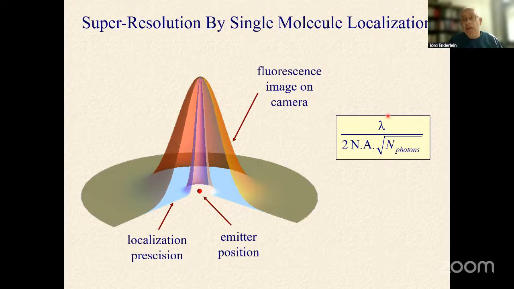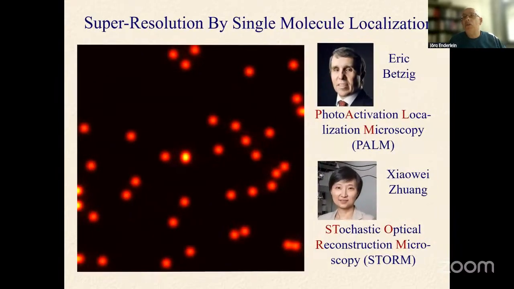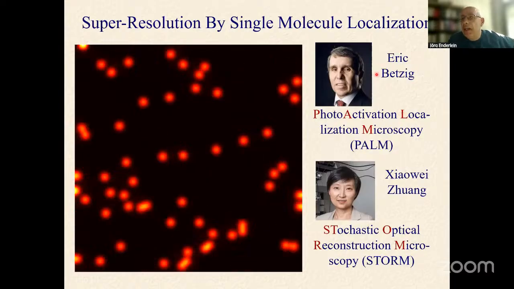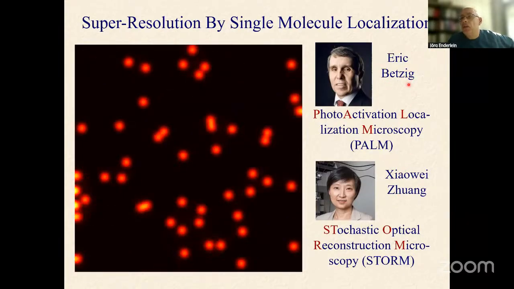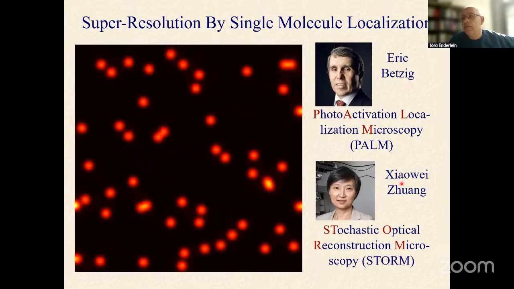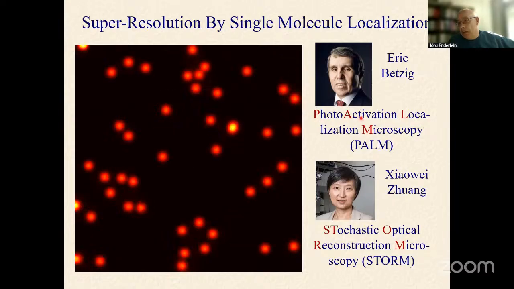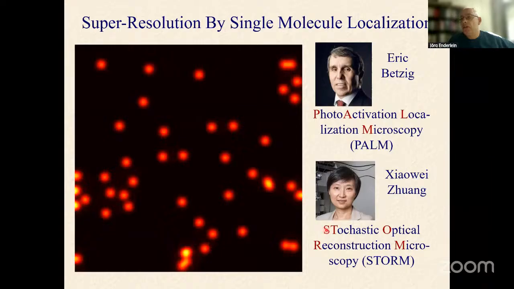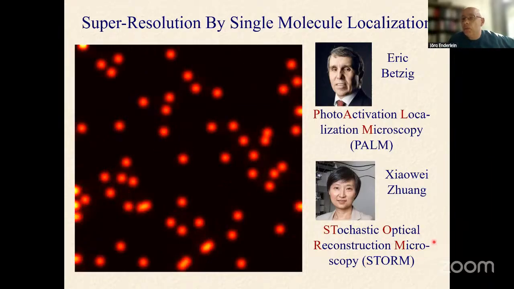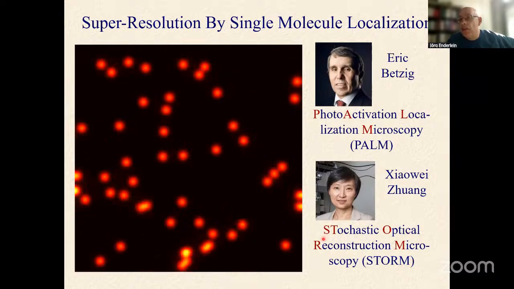And this is the basis of this idea of single molecule localization microscopy, which was first invented by Eric Betzig and Xiaowei Zhuang at the same time. Eric Betzig then got a Nobel Prize for his part, Xiaowei Zhuang unfortunately not. Betzig called it photoactivation localization microscopy, PALM. Xiaowei called it stochastic optical reconstruction microscopy. And STORM, I would say, is nowadays the much more popular method than PALM.